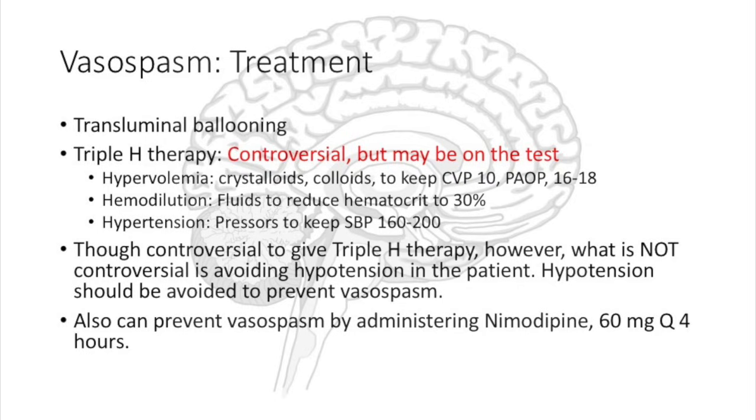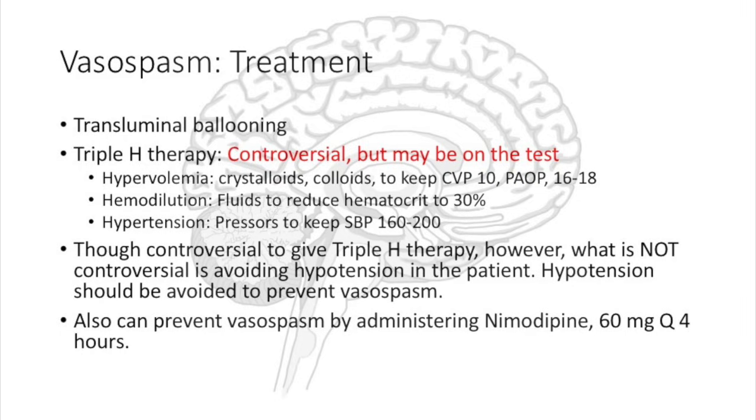So some of the treatments for vasospasm are transluminal ballooning and Triple H therapy. It's controversial. So making the patient hypervolemic, we're using crystalloids and colloids to keep your central venous pressure at 10 and keeping your pulmonary artery occlusion pressure at 16 to 18. Hemodilution, you want to give fluids to reduce the hematocrit to 30, and keeping the patient hypertensive to keep the blood pressure 160 to 200. This will, again, increase your pressures, which will help prevent vasospasm. Though it is controversial, it may be on the CCRN test.